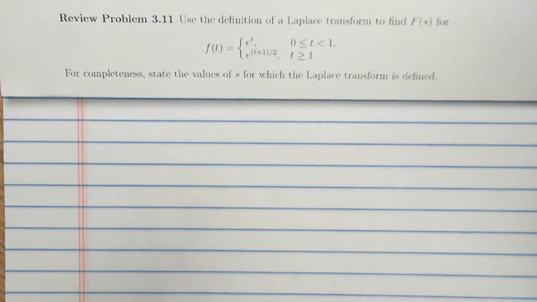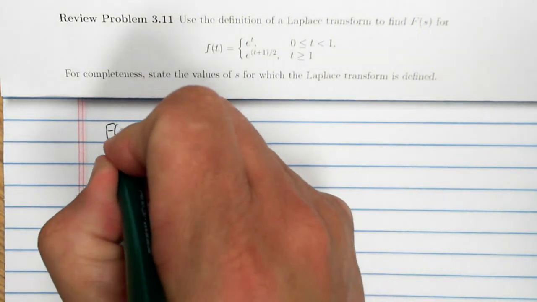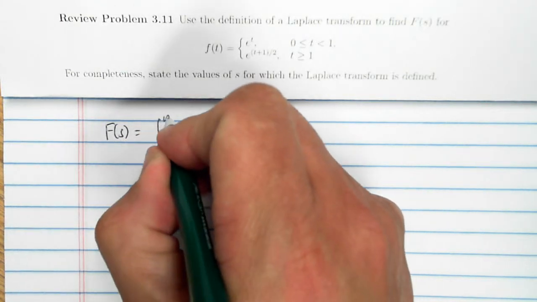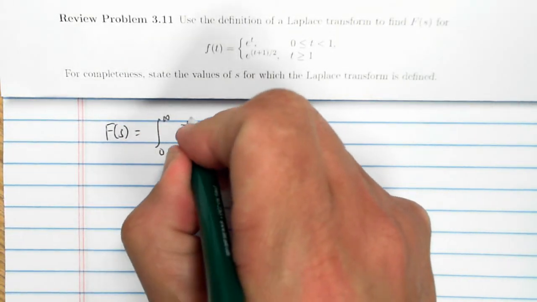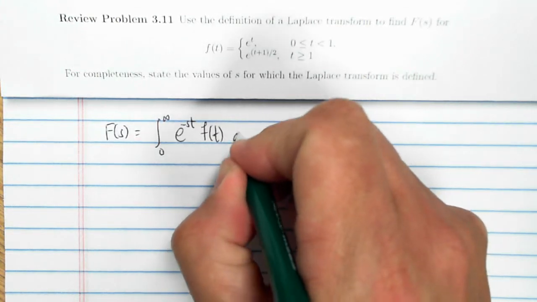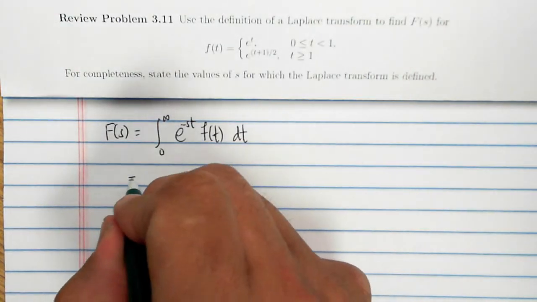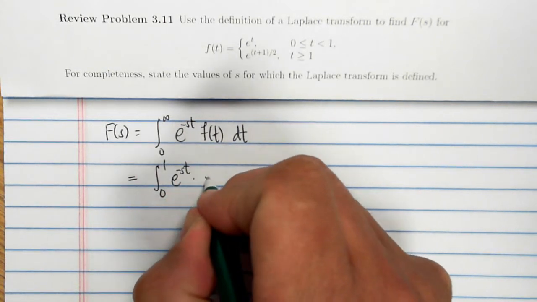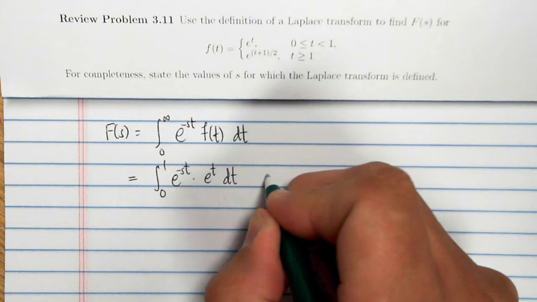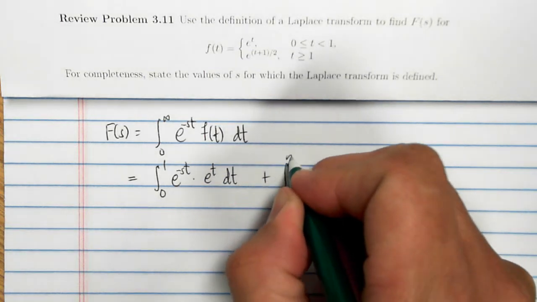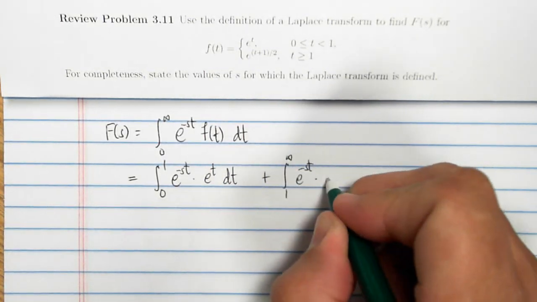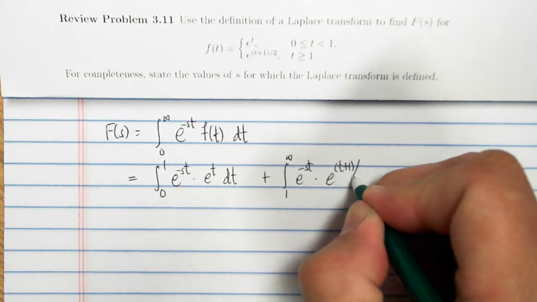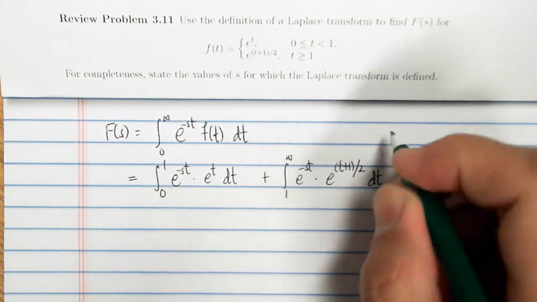In this review problem, let's use the definition of a Laplace transform to find the Laplace transform of this piecewise defined function. So, as usual, F(s) is going to be equal to the integral from 0 to infinity of e to the minus st times f(t) dt. Now, this function is piecewise defined, so between 0 and 1, the function is equal to e to the t, while from 1 to infinity, the function is equal to e to the t plus 1/2 dt.